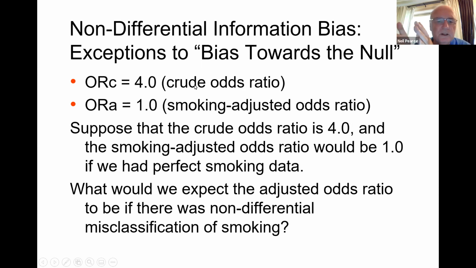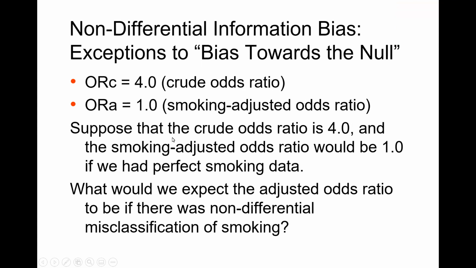And then we want to adjust for smoking. And it's unlikely, but in this hypothetical example, this elevated risk of 4 times is entirely explained by smoking. So if we adjusted for smoking using the methods you're going to learn in the rest of the course, our main exposure odds ratio would change from 4 to 1. So the smoking adjusted odds ratio would be 1.0 if we had perfect smoking data.